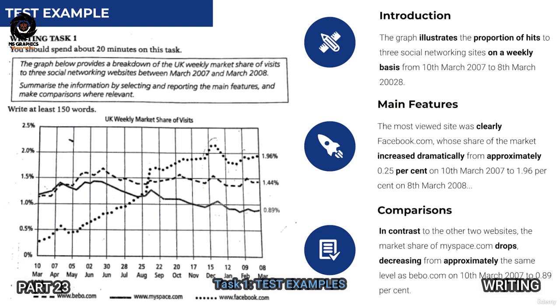So the first thing, as you know, is to summarize the information by selecting and describing the main characteristics and have some comparison when relevant. As you can see from the graph, it illustrates the proportion of visits. Here remember to use some synonyms, so do not repeat the word visits all the time. And also try to give the specific time frame. Instead of using general words like weekly basis, try to give the precise date when you do the analysis.